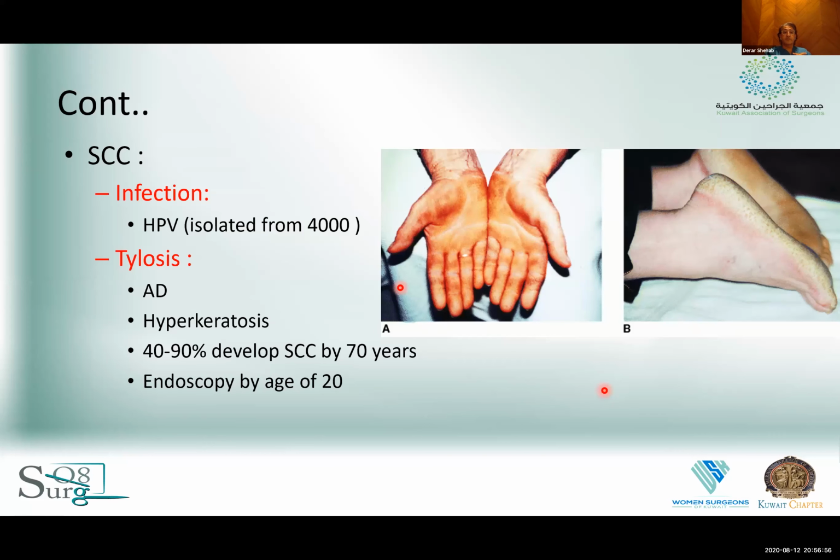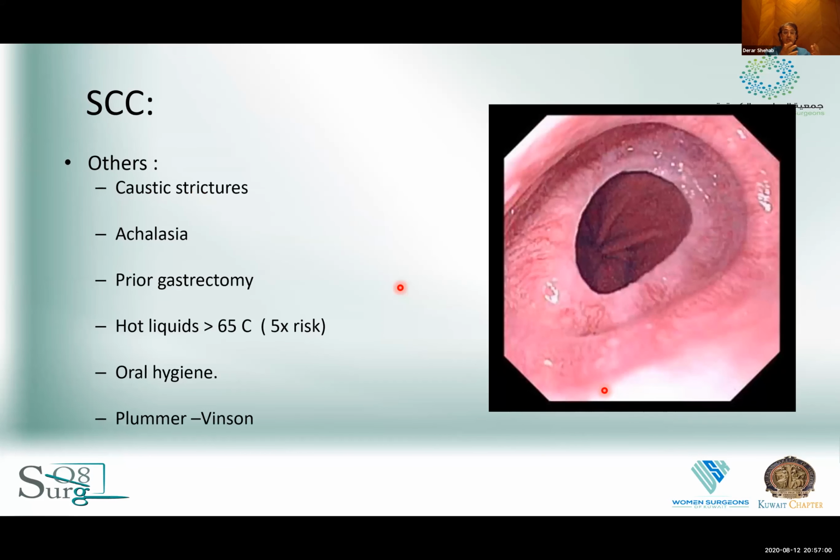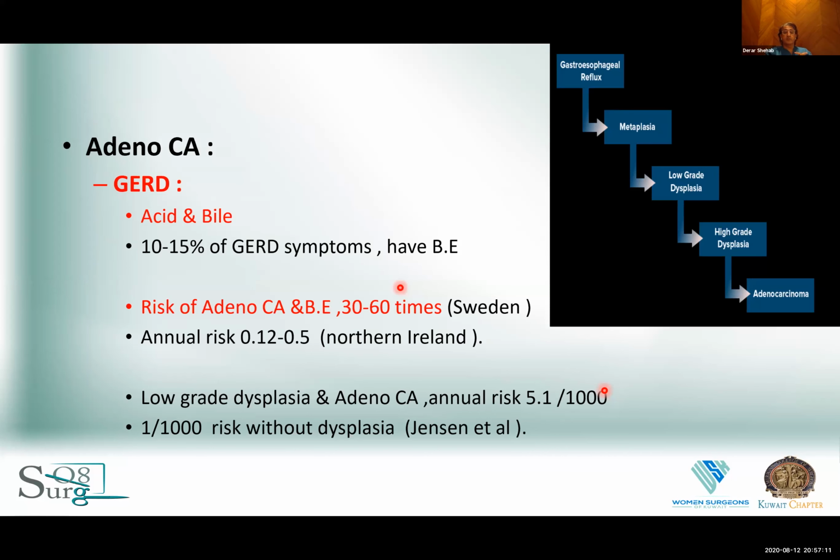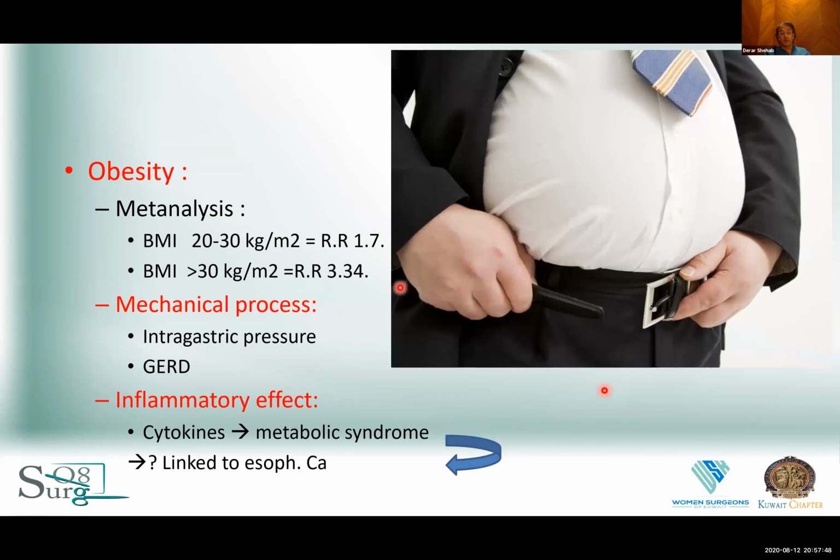Other etiologies or risk factors are caustic strictures, achalasia, hot drinks, and Plummer-Vinson syndrome, when you have a severe web with iron deficiency anemia. On the other hand, we have GERD and adenocarcinoma. GERD is the main risk factor. GERD reflects acid or bile, and the risk of adenocarcinoma in Barrett's is actually 30 to 60 times that of normal people. And the risk of high-grade dysplasia in Barrett's esophagus progressing to adenocarcinoma is actually 7% annually. So that's why we have to pay attention to those people and start following them closely.